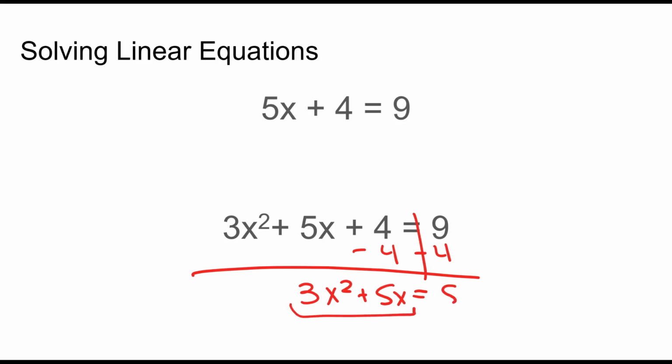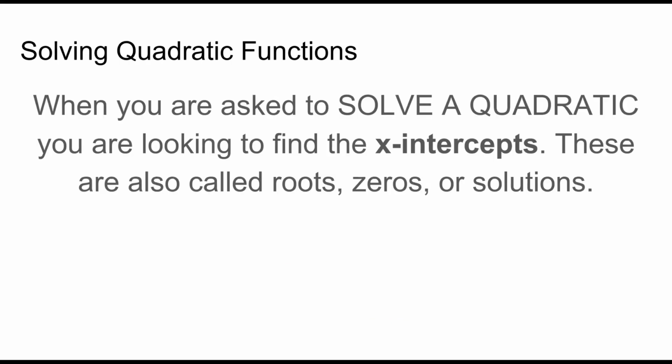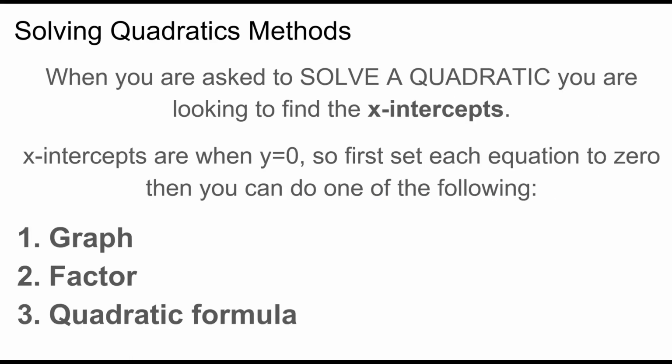So for quadratic functions, we're trying to find the value of x when y is 0. So when you're asked to solve a quadratic, you're looking to find the x-intercepts, but usually they call them roots, zeros, or solutions. So we need to set y equal to 0 if we're looking for an x-intercept, and these are the three methods to solve quadratics: graphing, factoring, and quadratic formula.